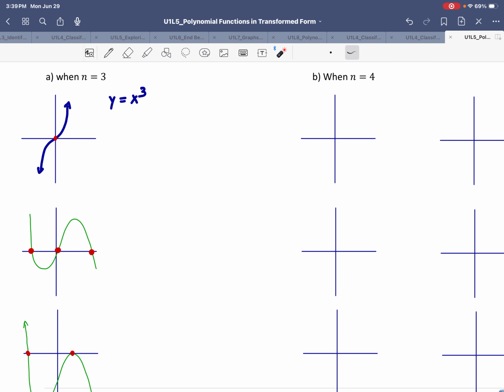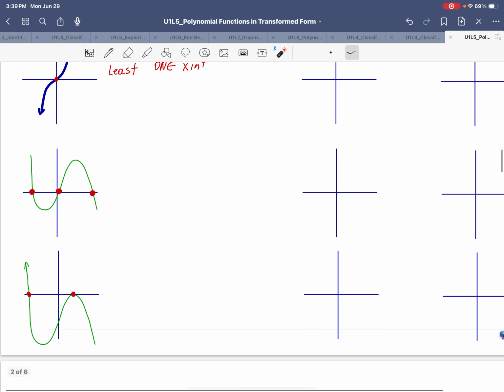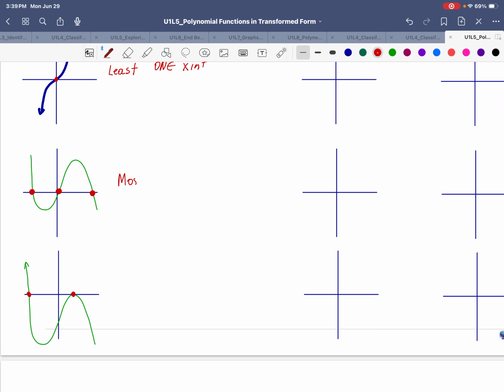So this is the least number of x-intercepts, at least one x-intercept, and you can see that it can also have more than one, so it can have two and it can have three. Now, you want to think, can it have more than three? As a matter of fact, more than three is not possible because the graph of such a function can have at most only these three lines that can cut the x-axis. So we're going to say that the most number of x-intercepts it can have is three.